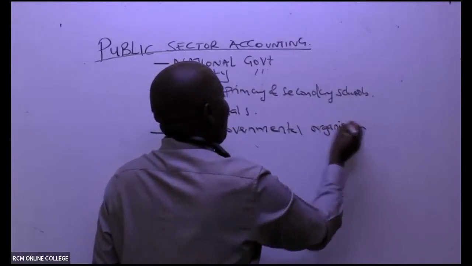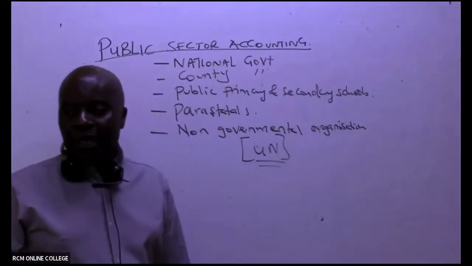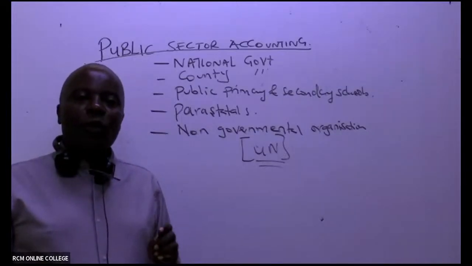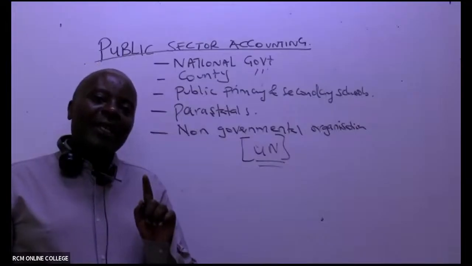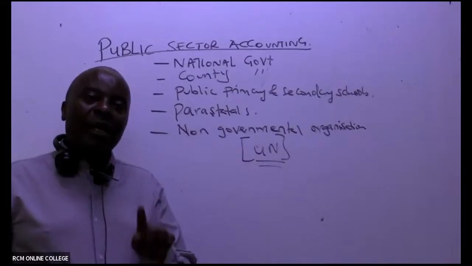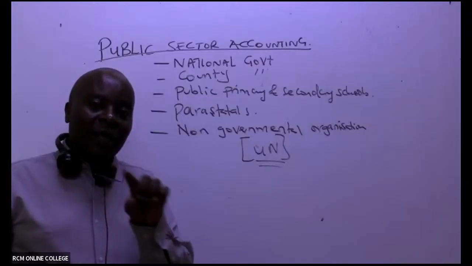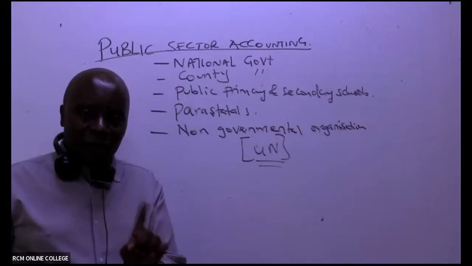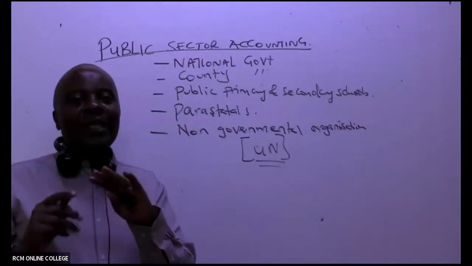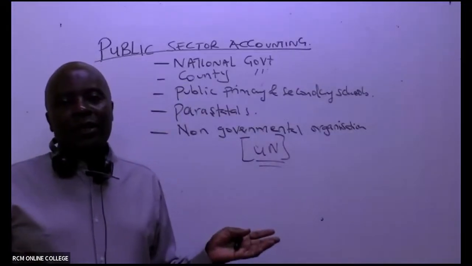NGOs, like, for example, the United Nations. If you look at the United Nations, when they are making their financial statements, they will make them just the way the national government, like the Kenya government, makes theirs. Why? Because both are not for profit. The UN does a lot of activities which are humanitarian in nature.